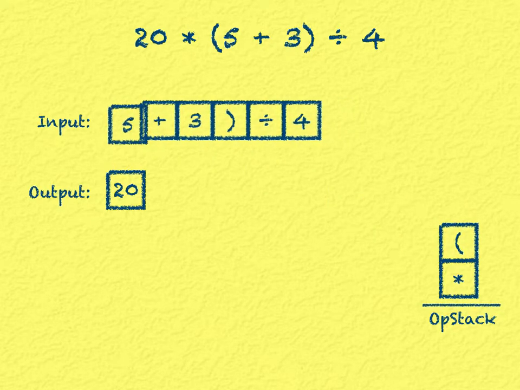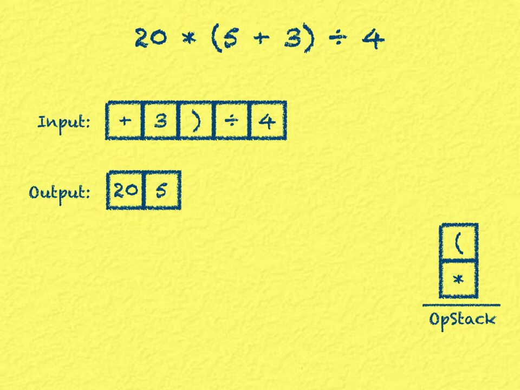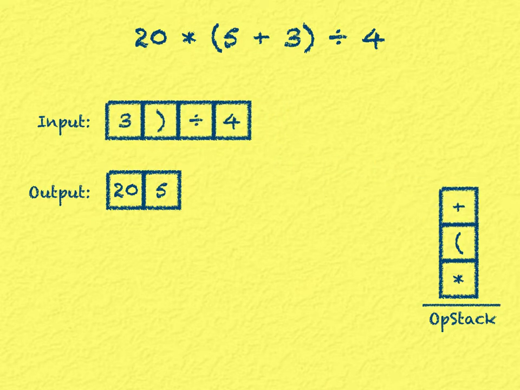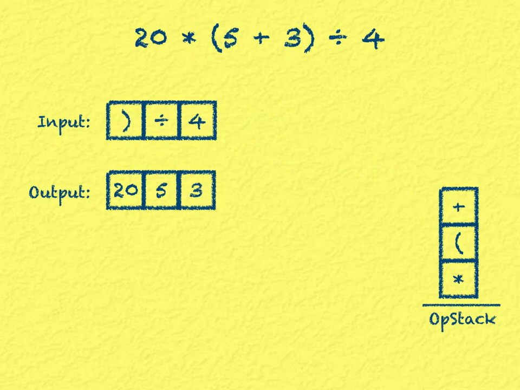5 is a number, straight to the output. Plus is an operator with less precedence than open parentheses. However, we treat parentheses different from the other binary operators. Open parentheses will not get popped until the corresponding closed parentheses gets met. Thus, plus will get pushed on top of it. Next, 3 is a number, so it goes straight to the output.